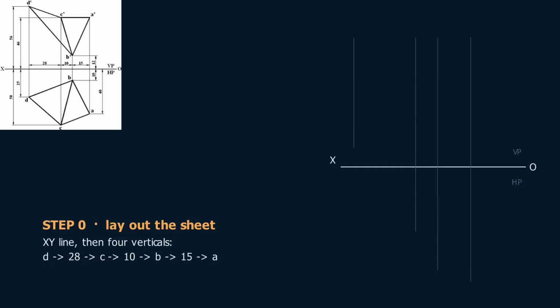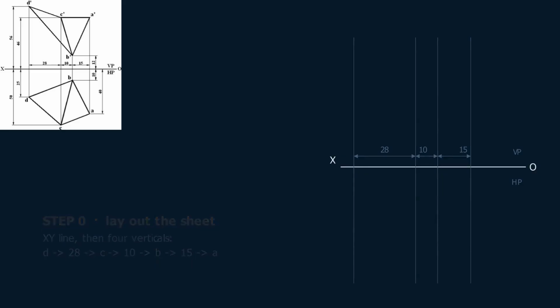Everything above XY is the front view, everything below it is the top view. Now put in 4 thin vertical projectors. Start at the left with the one for D, 28 mm to the right gives you C, 10 more gives B, and 15 more gives A. Those 4 verticals carry both views, so every point stays lined up.